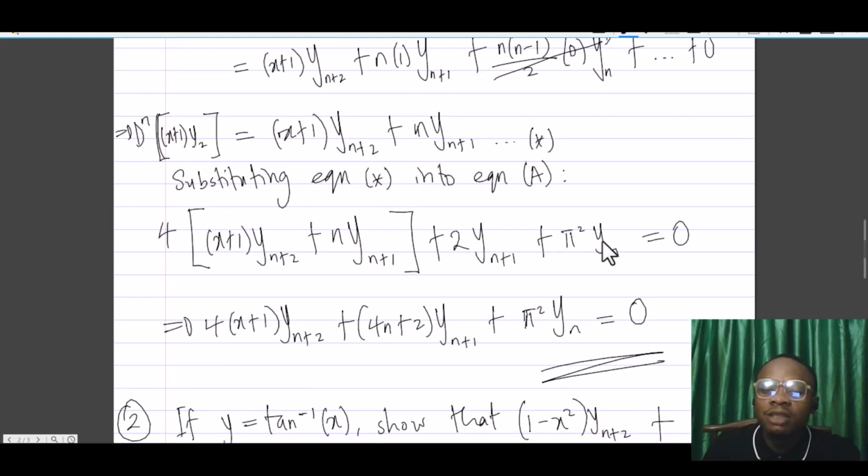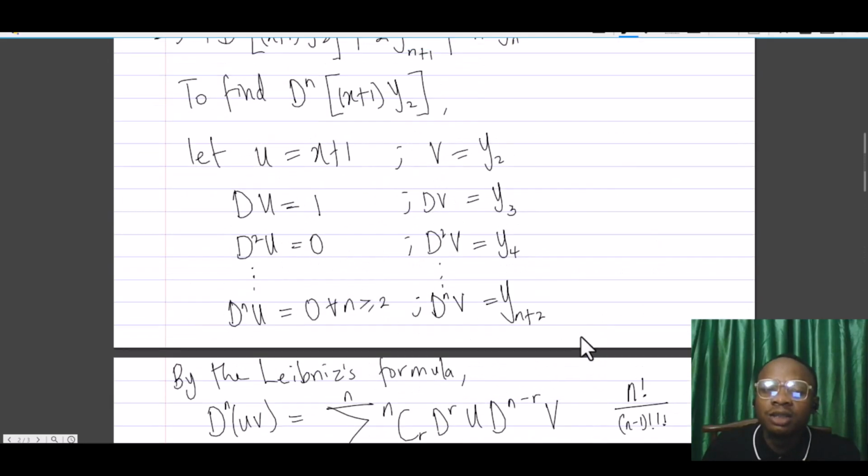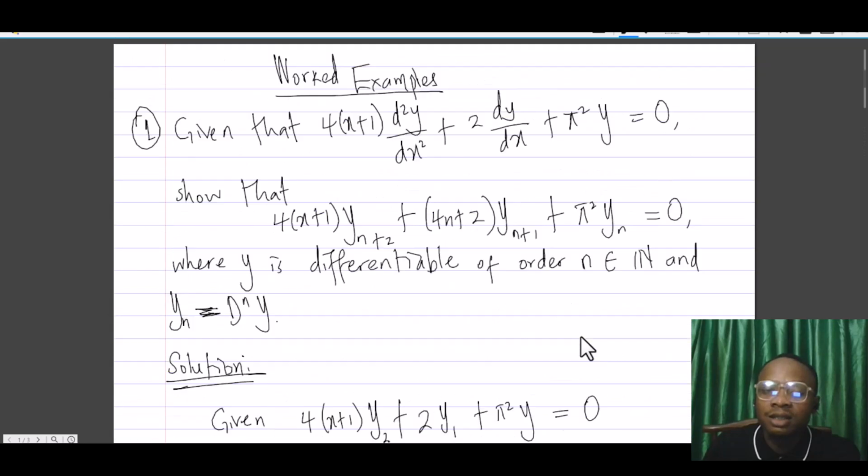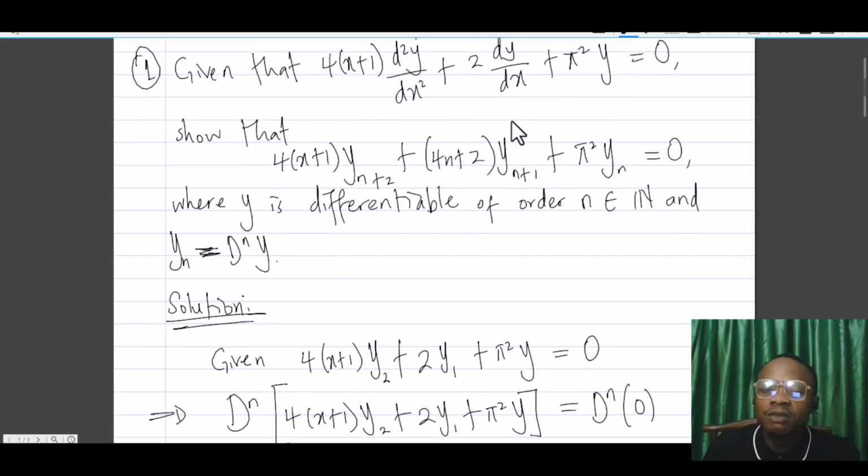That means that for this situation, we should seek to obtain a relationship that possibly connects the second derivative and the first derivative, whichever one we're able to easily get. So that when we have that expression, we can now take its nth derivative, just like we did here.